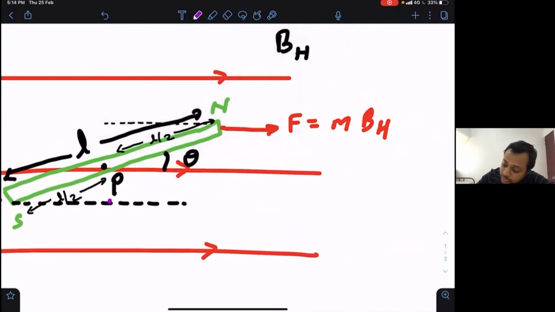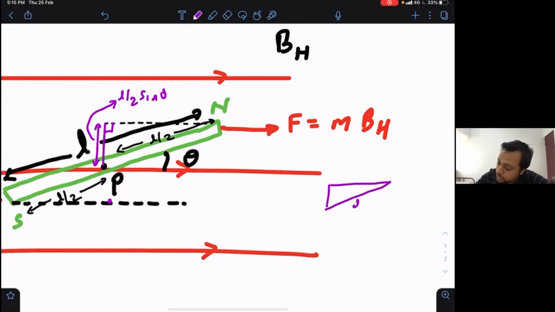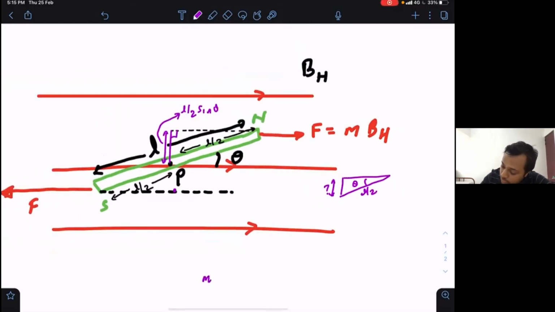From the axis point, if you draw the perpendicular like this, then this length we are talking about is equal to L by 2 sin theta, because we have a triangle in which this is L by 2, this is theta, and this is the perpendicular distance which we are interested in. Okay, so force is mB, where small m is the pole strength, into B_H, the Earth's horizontal component of magnetic field, multiplied by the perpendicular distance L by 2 sin theta.